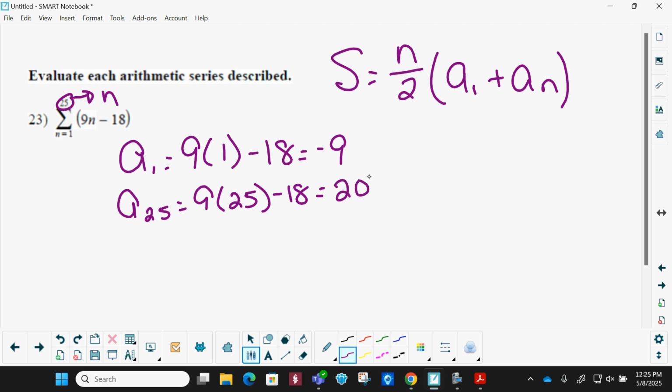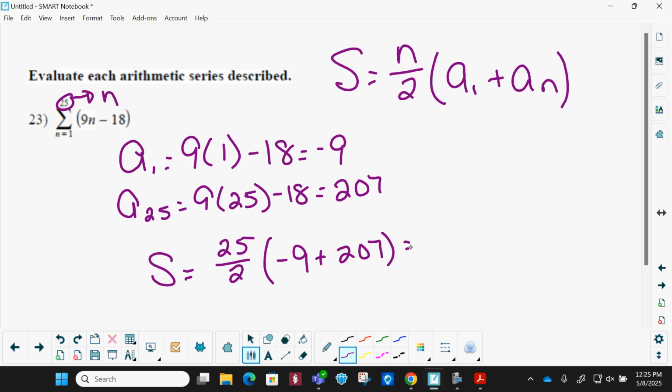And I get 207. Now we're just going to plug everything in. So 25 over 2 times negative 9 plus 207. Okay, so 207 minus 9 times 12.5 is 2475.